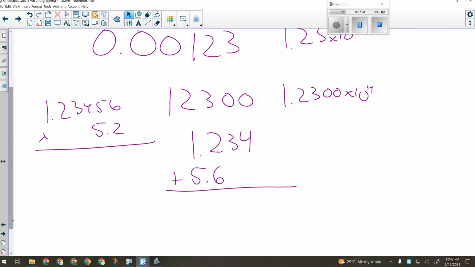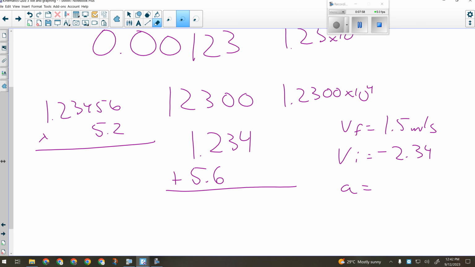So if I had givens like this, let's say I was given a final velocity of 1.5 meters per second, an initial velocity of negative 2.3, and 2.34. Let's say a question gives me those numbers, but when I'm done the question, I've never used D. How many significant digits should my answer have?